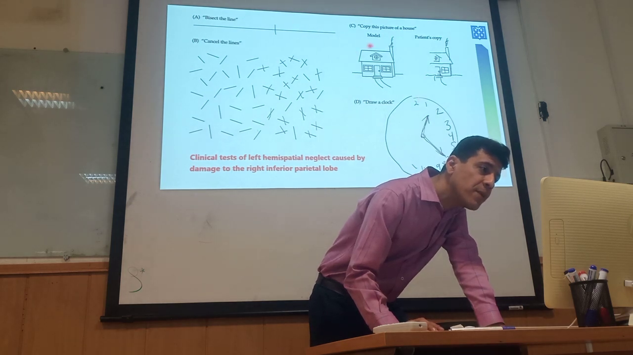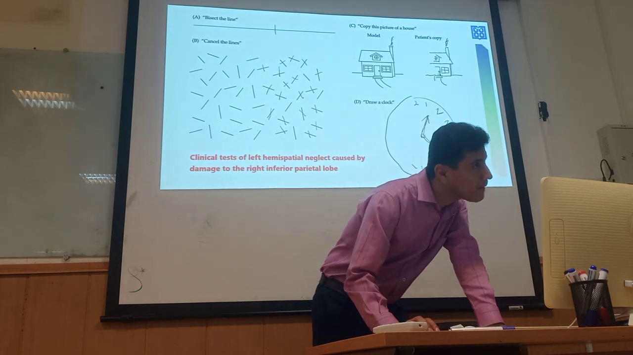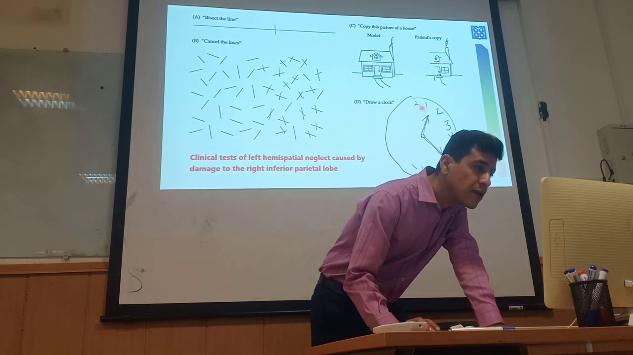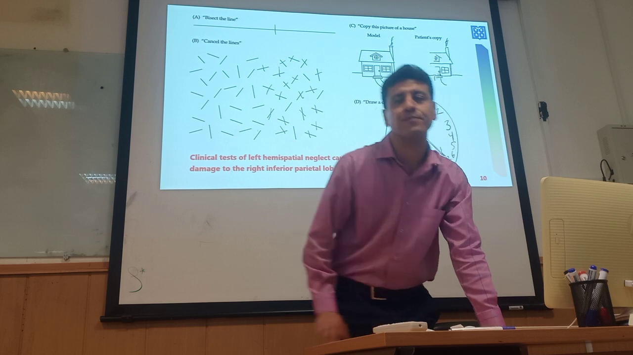You ask the patient to copy this model image. The patient did like this. So he actually ignored the left side. You ask the patient to draw a clock. So it's opposite. If there's damage in the right, the left side will be ignored. Yeah, exactly. So the patient ignored the left side of the image. So he put all of the numbers here, 1 to 12, okay?